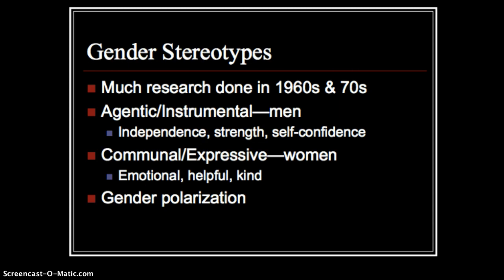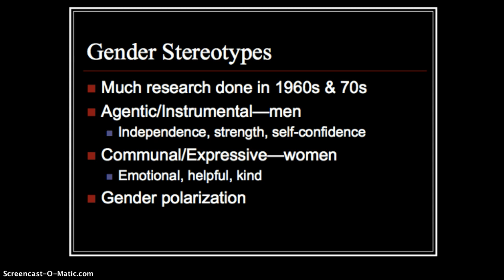Most of the research about gender stereotypes and gender in general was done in the 1960s and 70s, when the women's movement really started to take hold here in the United States. This research focused on looking at the different kinds of stereotypes that typically follow men and women. And basically what we see in these stereotypes is a type of gender polarization, or two opposite extremes.